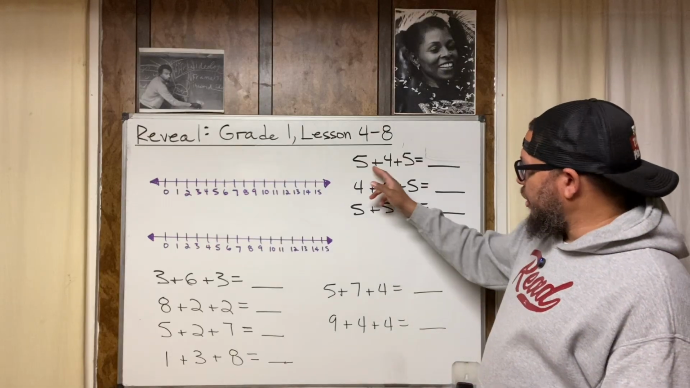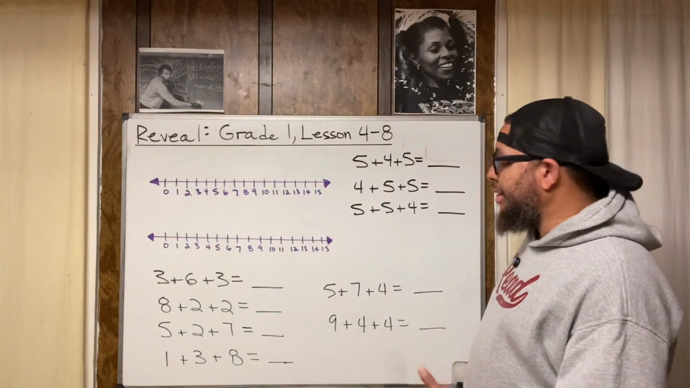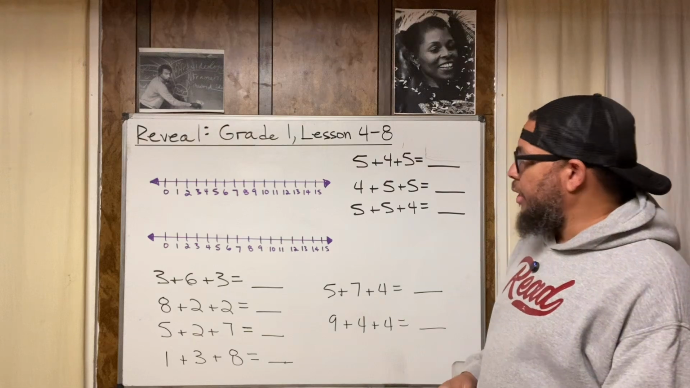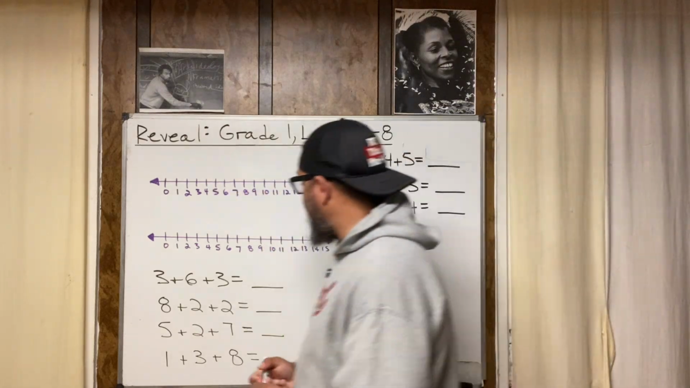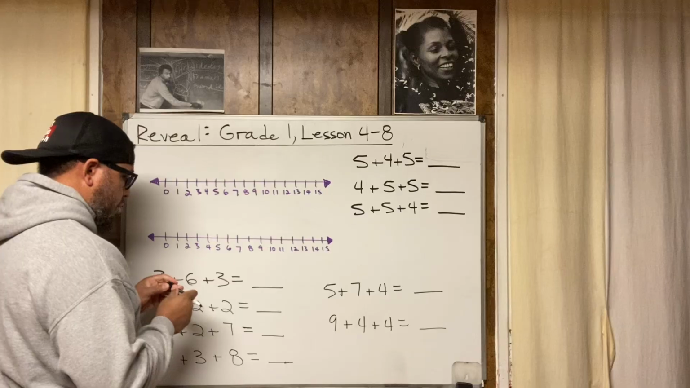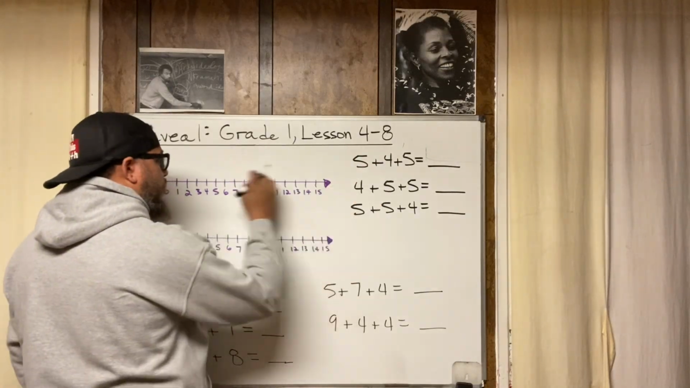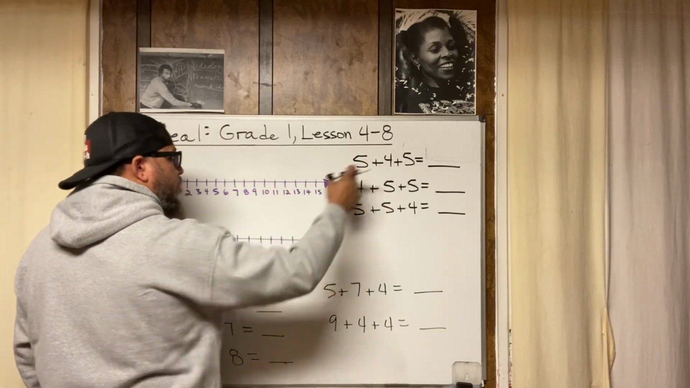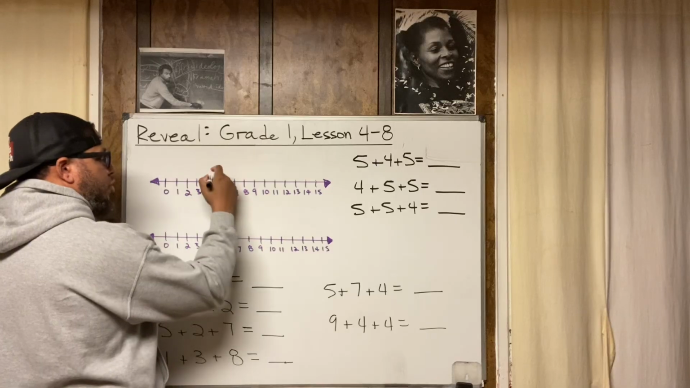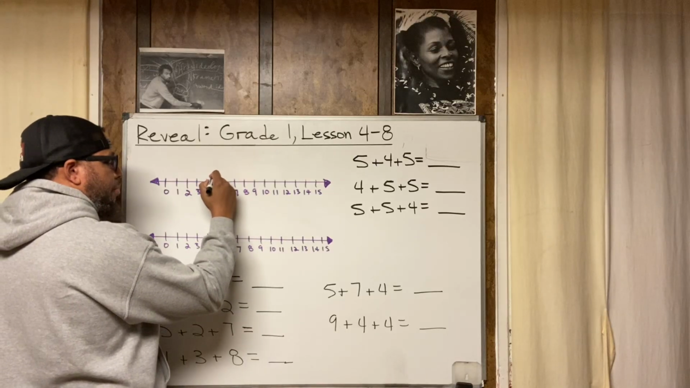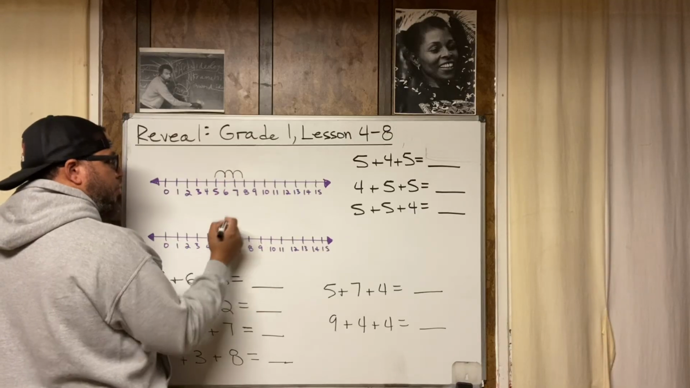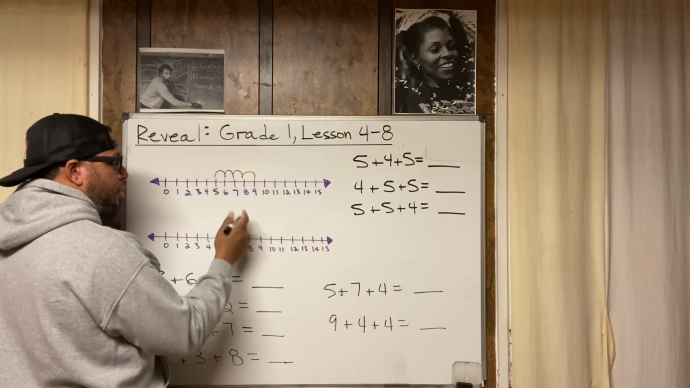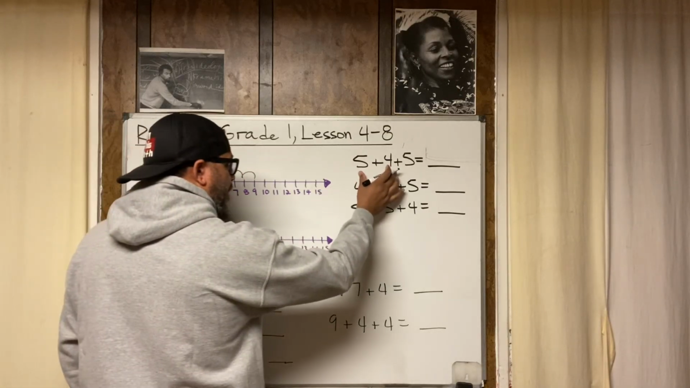Now, how do we want to do this? Let's look at this first one. Let's deal with the number line. So let's start at 5 on this number line right here, right? So let's start at 5. Now we're adding, so we're moving to the right. And it's a 4, so we're moving 4 spaces. So we start at 5 and we count. We jump and we count. We go 1, then we go 2, then we go 3, then we go 4. And we stop at 9. That means 5 plus 4 is 9.